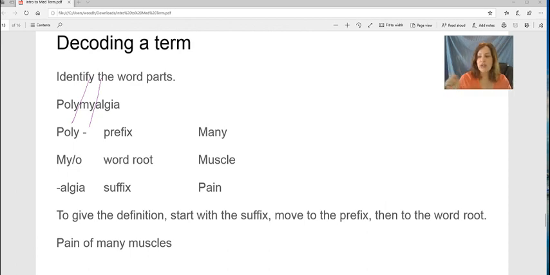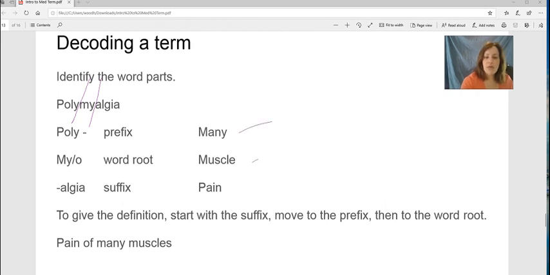So if I write 10 words on the board and I have you write down the 10 words on your paper, the first thing we do is put in our slashes. Then we define each word part. Poly, at the beginning of the word, is a prefix, it means many. Myo is a word root meaning muscle. Algia is a suffix meaning pain. Now notice this O isn't in the word polymyalgia because algia began with a vowel. But when I write it as a word root, I put the O on there because that's how you're going to memorize them. So I put it there on this slide.